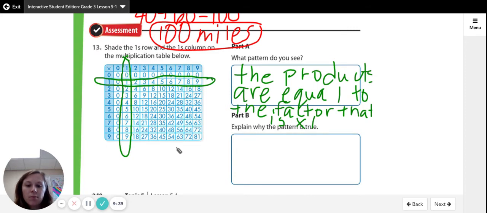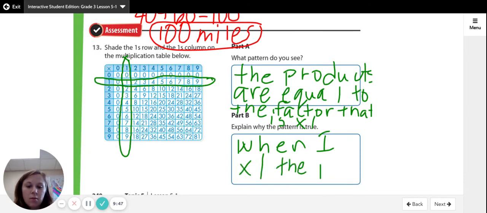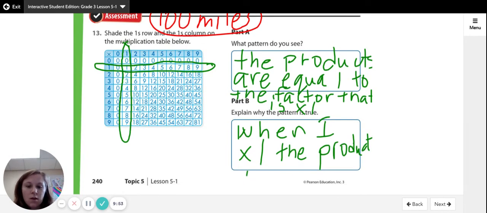And we know when I multiply by 1, when I times by 1, the product is that number, the identity rule that we've talked about before.